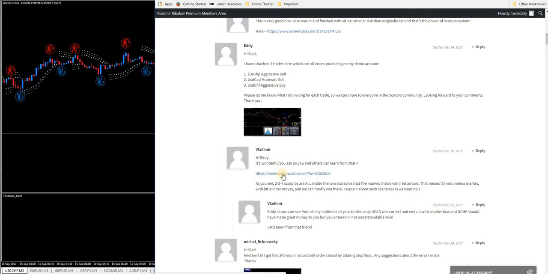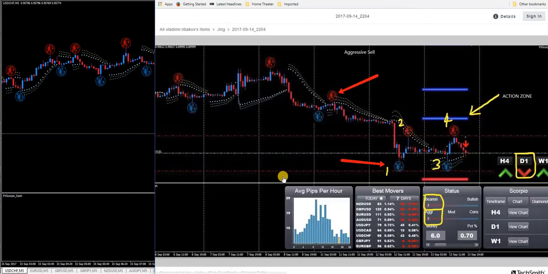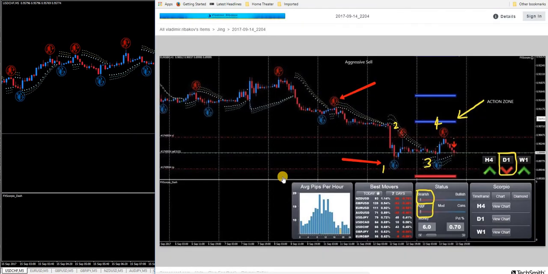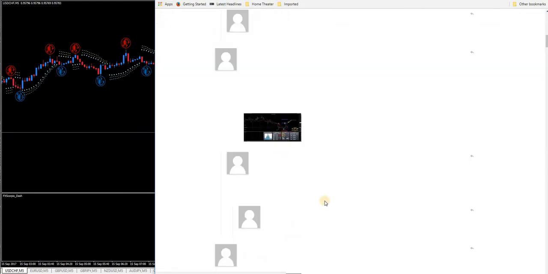Let's click on that with the vendor post. All right, so we got that there and that there. And he's saying that these other scorpions are all in between these two, and we want to see it break out of that before we look at trading that market. It's understandable. Let's keep going.